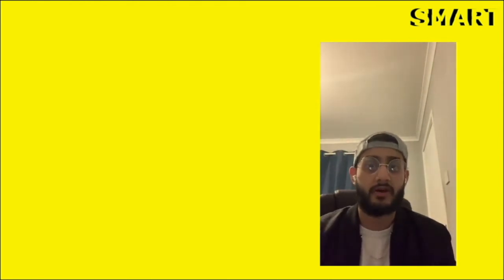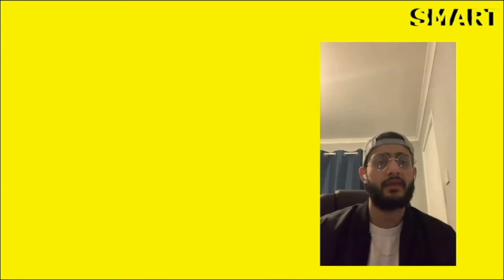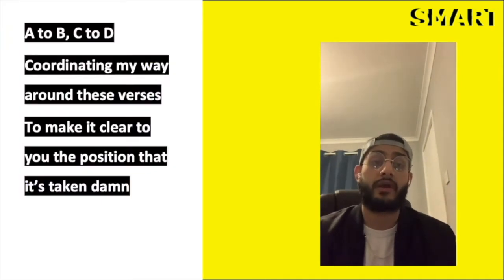You know, it's just how vectors are. They do show direction. They also show positions of stuff. They show quantifiable amounts of things. So yeah, A to B and C to D, coordinating my way around these verses to make it clear to you the position that is taken down.